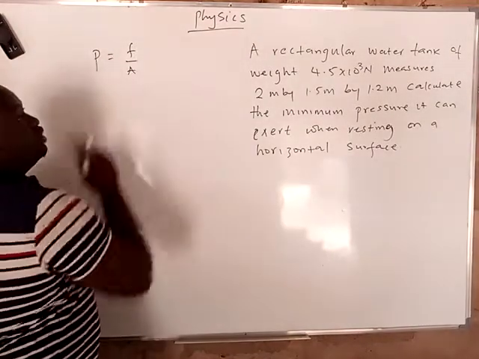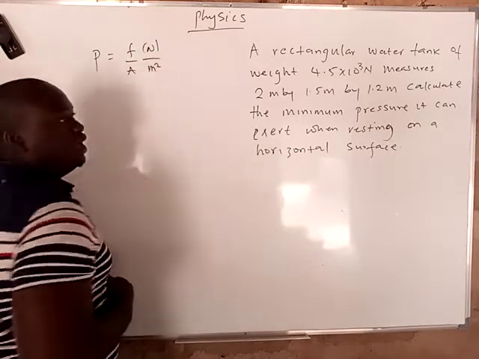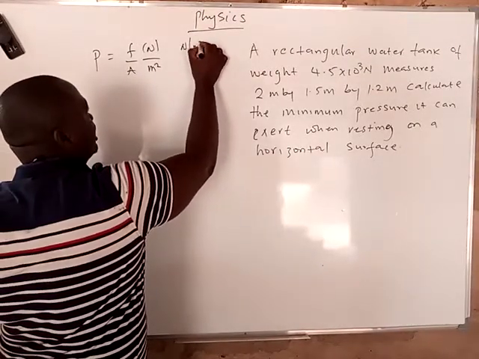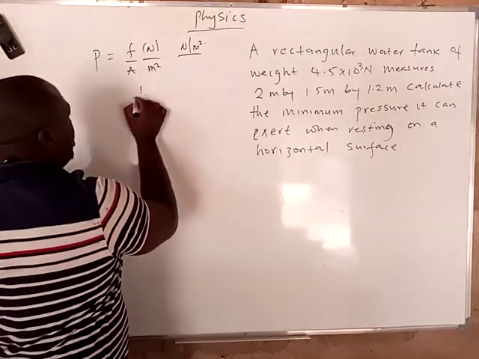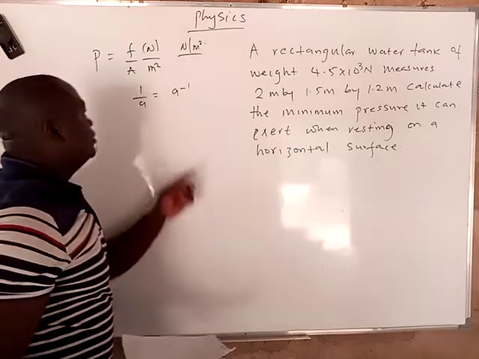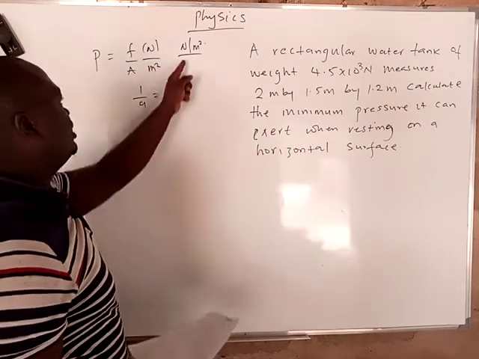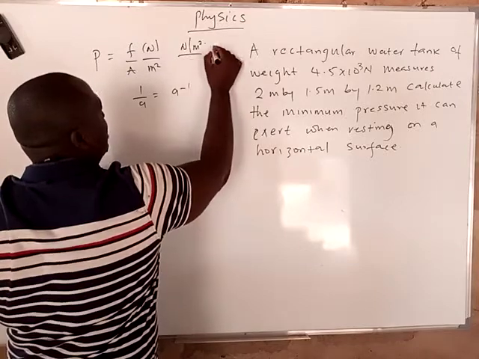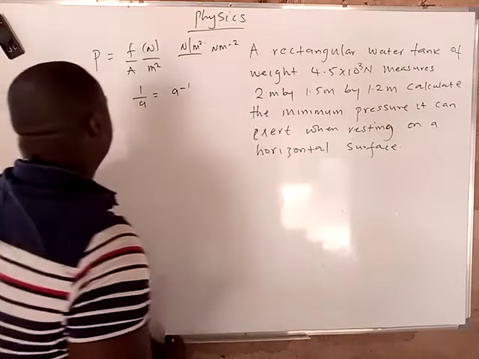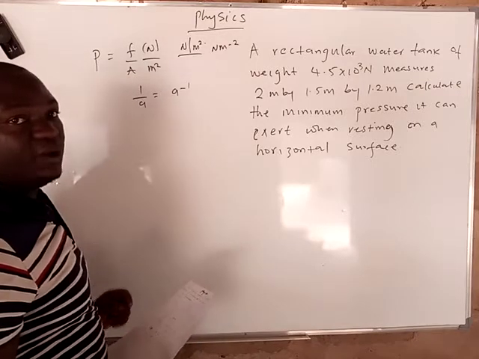So pressure is force all over area. Force is measured in newtons, and then the area is measured in what? Meter square. Therefore, the SI unit of pressure is Newton per what? Meter square. In maths, whenever you have 1 all over A, it is the same thing as what? A minus 1. That is the law of indices, the inverse law. So you can see we have Newton per meter square. It's either I write it as Newton per meter square or I write it like this: Newton meter minus 2. Are you seeing it? Good. So pressure itself is force all over area, and it's measured in Newton per meter square.